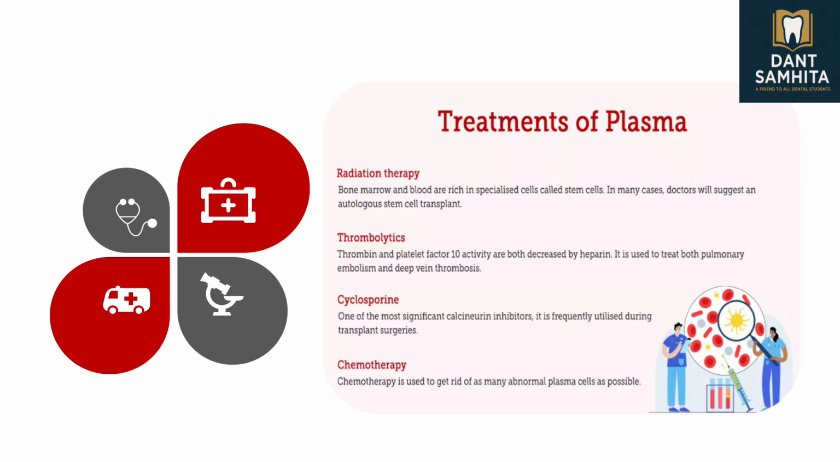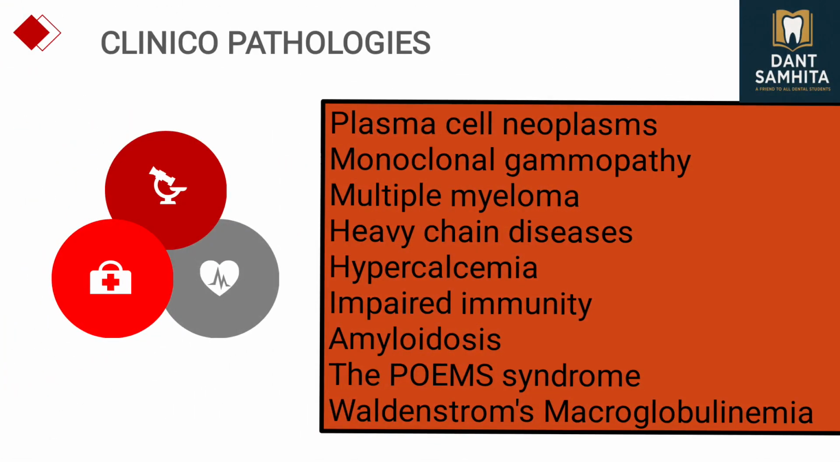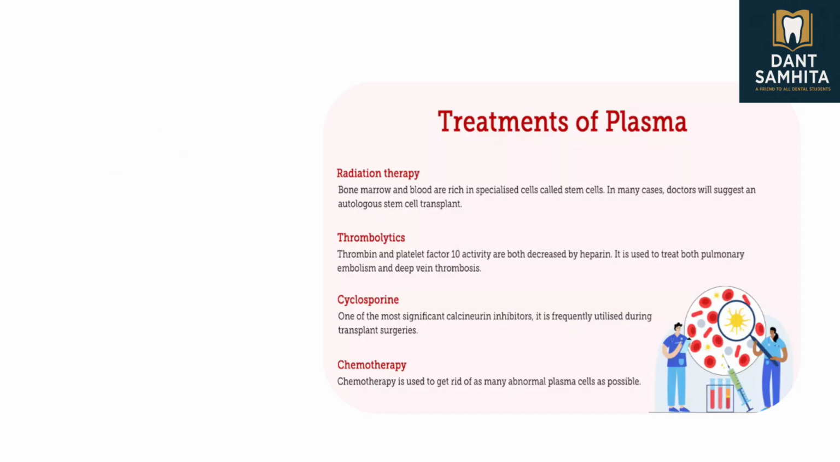Thrombin and platelet factor 10 activity are both decreased by heparin. It is used to treat both pulmonary embolism and deep vein thrombosis. Cyclosporin, one of the most significant calcineurin inhibitors, is frequently utilized during transplant surgeries and chemotherapy. So radiation therapy, thrombolytics, cyclosporin, and chemotherapy are mainly used for the treatment of diseases such as plasma cell neoplasm, monoclonal gammopathy, multiple myeloma, heavy chain diseases, hypercalcemia, impaired immunity, amyloidosis, the POEMS syndrome, and Waldenstrom's macroglobulinemia.